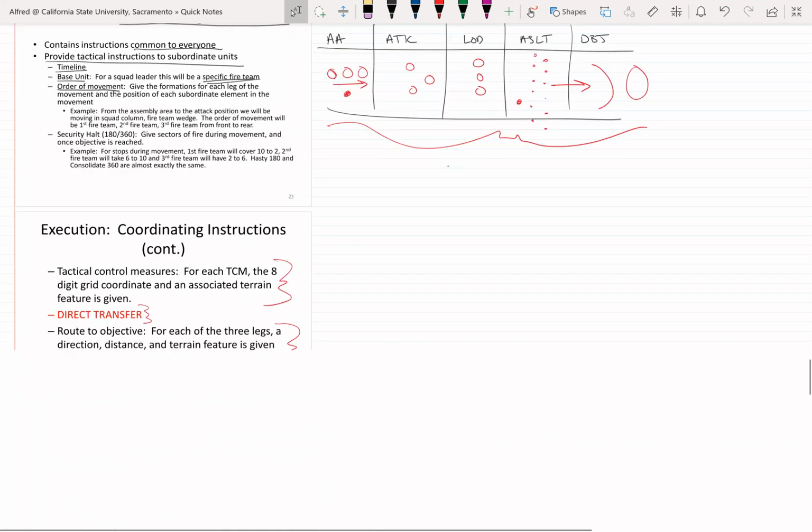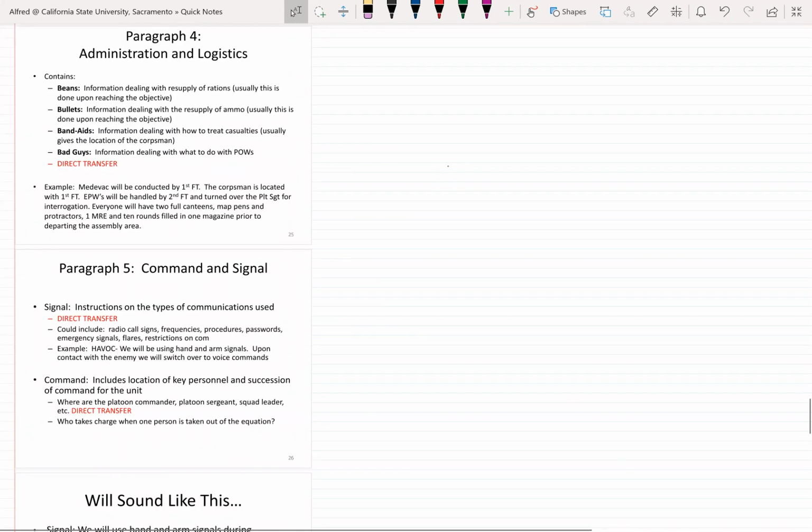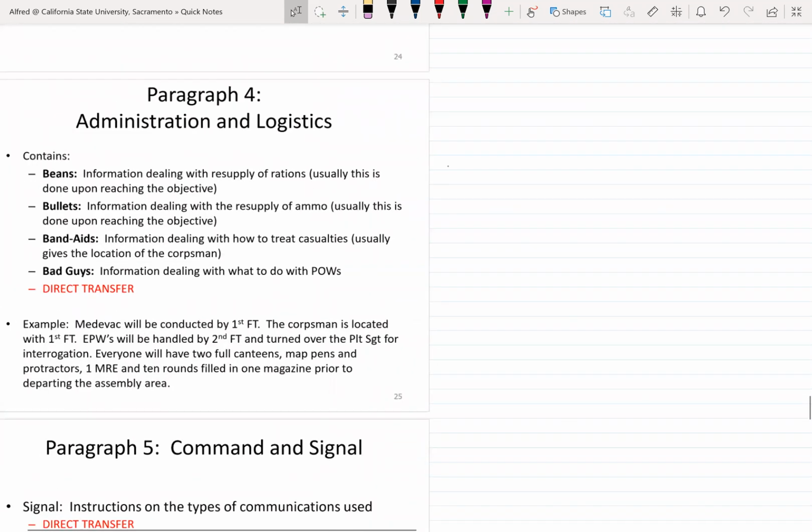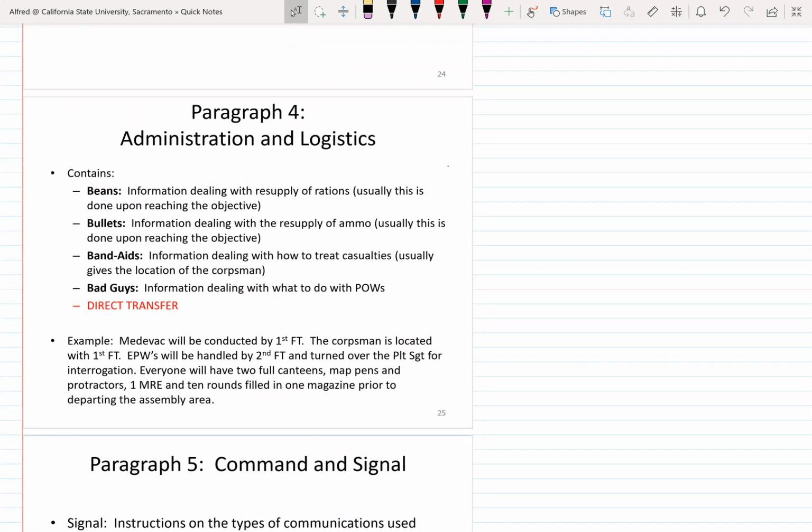Where was I? So the 4th paragraph is admin and logistics. You probably remember this if you've done a SULA at least once, or a 5-paragraph order at least once. Beans, bullets, band-aids, bad guys. Most of this paragraph, I write the day before. I mean, there's literally no reason why it would change. Or sometimes I won't even write it. I'll just come up with it on the spot. If you're not the first person doing the SULA, you can almost copy the person before you. There's no difference between your guys' stuff.